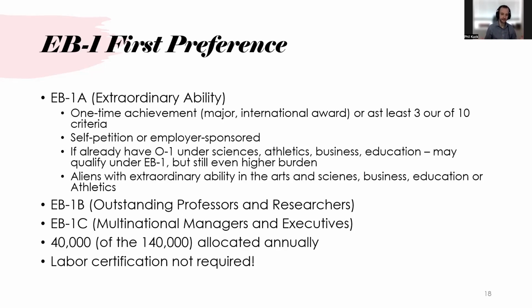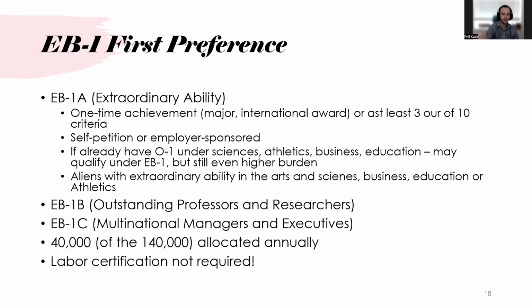40,000 of the 140,000 that we talked about earlier are allocated annually for these first preference category green cards. And right now, before, a couple months ago, there's no backlog for Indians or Chinese nationals. And now it appears that there is a new backlog for first preference categories, just because it appears that with the new administration, there's been an increase in approvals for these categories, which is great that we're getting more approvals. Not great that there's a backlog, right?